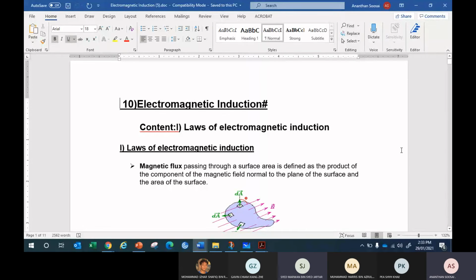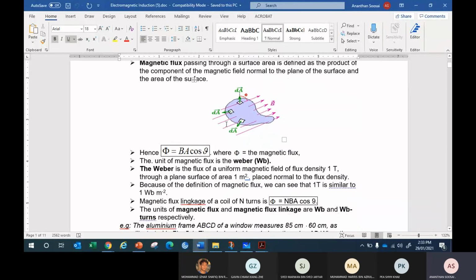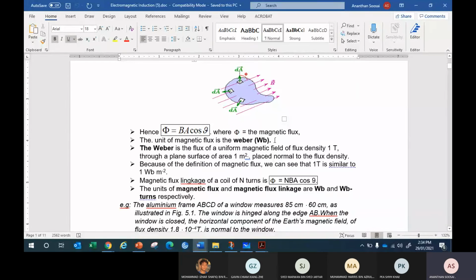Okay, so let's start our lesson today. We already started electromagnetic induction yesterday. We talked about what is meant by magnetic flux. So what is magnetic flux? It is the product of the magnetic field strength normal to the plane of the surface and the area of the surface. The unit is the Weber.